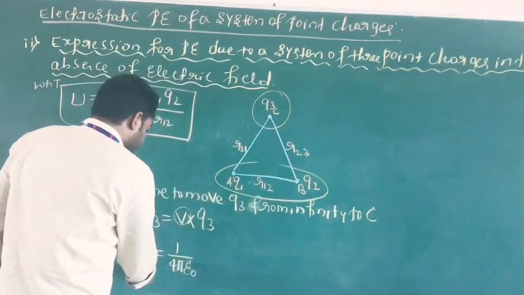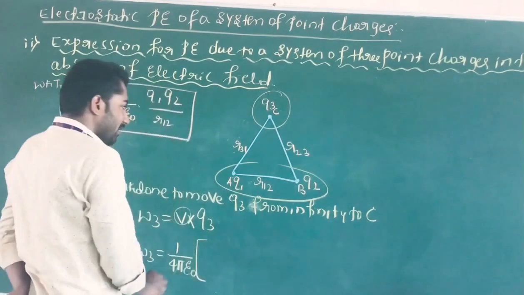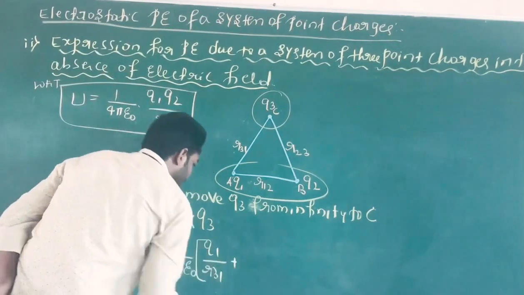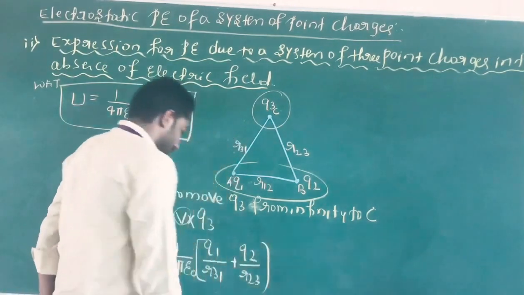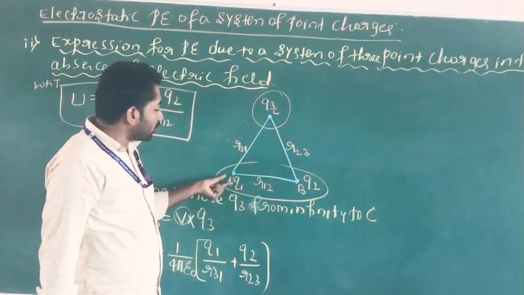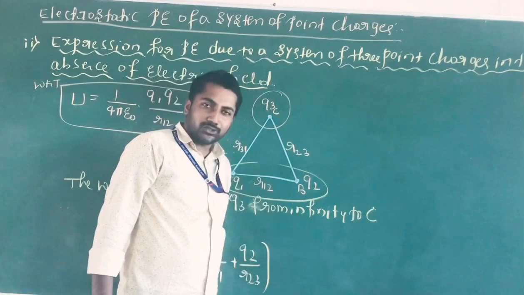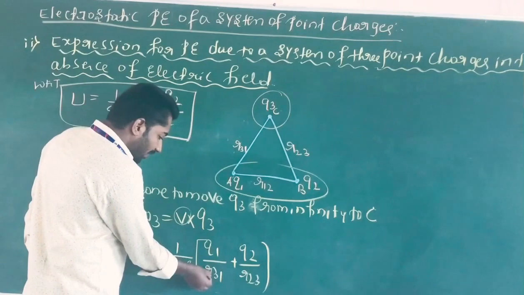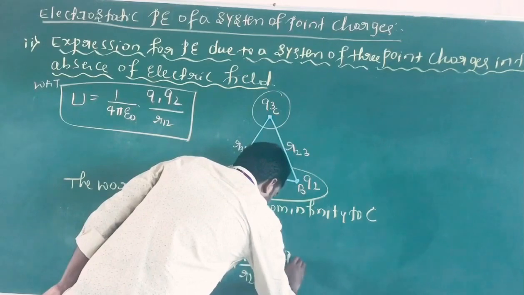Then here we substitute: W3 is equal to 1 divided by 4 pi epsilon naught, times Q1 divided by R31 plus Q2 divided by R23. V is the electric potential at point C due to the charge Q1 from R31 and due to the charge Q2 from R23. Then we get the equation W3 is equal to 1 divided by 4 pi epsilon naught, Q1 divided by R31 plus Q2 divided by R23, into Q3.